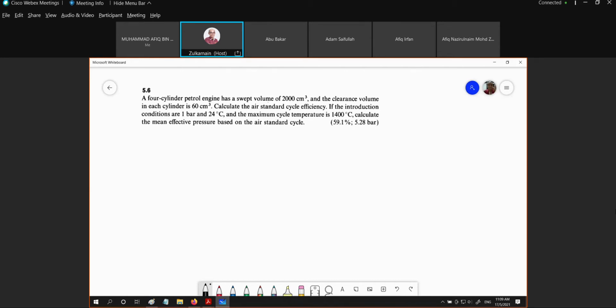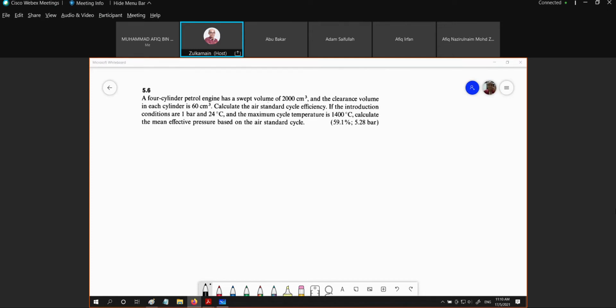A 4-cylinder petrol engine has a swept volume of 2,000 cubic centimeters, and the clearance volume in each cylinder is 60 cubic centimeters. Calculate the air standard cycle efficiency if the introduction conditions are 1 bar and 24 degrees C, and the maximum temperature is 1,400. Calculate the mean effective pressure based on the air standard cycle.